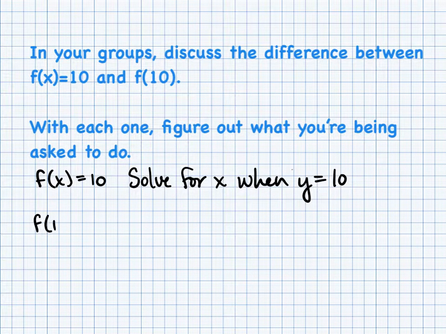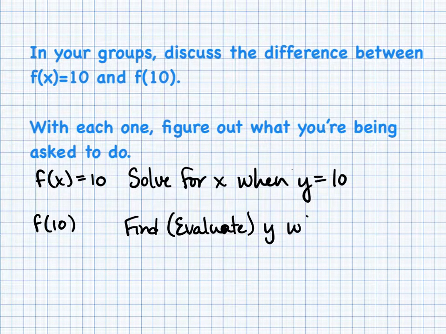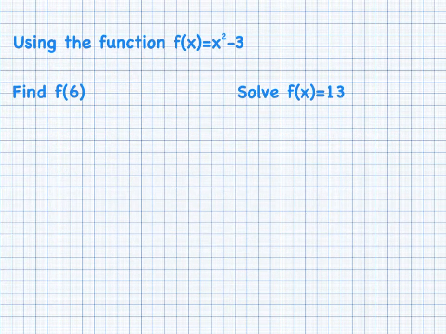On the other hand, if I have f of 10, this is telling me to find, in other words, evaluate to get y, when you know that x equals 10. So in this case, we have an x there because we don't know what x is, so we have to solve for it, but we'd solve for it by using our inverse operations. In this case, there's no x there. That means we know that x is 10, and we just have to plug that in to find y. So just wanted to be totally clear on that.